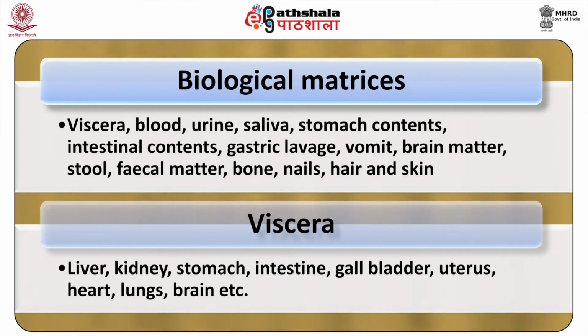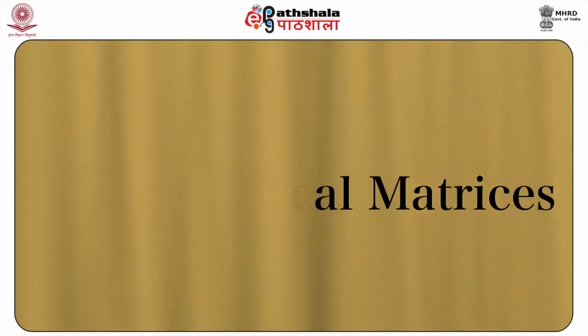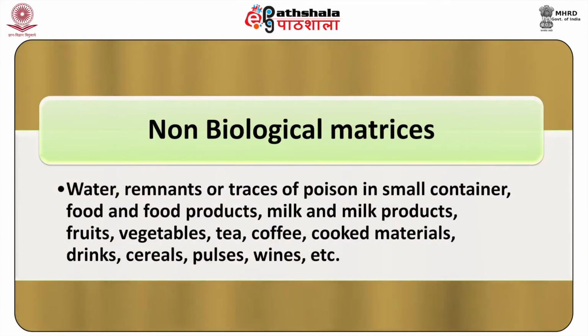Viscera consist of the internal organs of the body, which are liver, kidney, stomach, intestine, gallbladder, uterus, heart, lungs, brain, etc. Next, we come on to the non-biological matrices. The non-biological matrices consist of water, remnants or traces of poison in a small container, food and food products, milk and milk products, fruits, vegetables, tea, coffee, cooked materials, drinks, cereals, pulses, wines, etc.